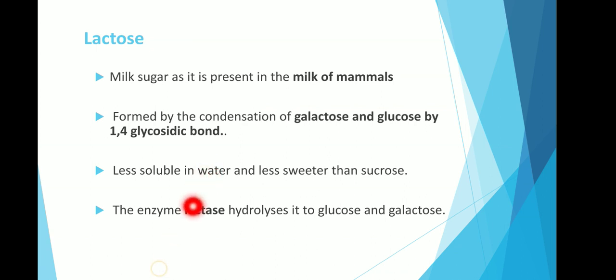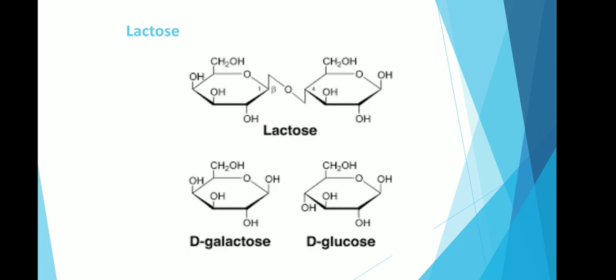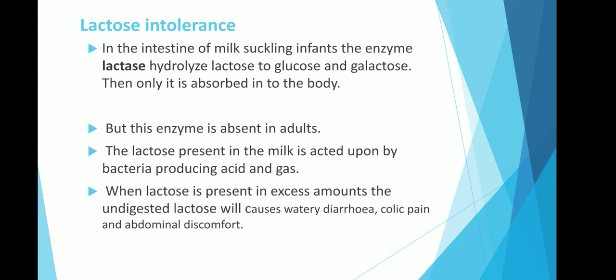The lactase enzyme breaks lactose into glucose and galactose, which are the two monosaccharides of this disaccharide lactose. So here you can see the structure. Lactose: glucose and galactose are its components. Between the first and fourth position, a glycosidic bond is formed between the first position of one monosaccharide and the fourth position of the second monosaccharide. Okay. And what is lactose intolerance?